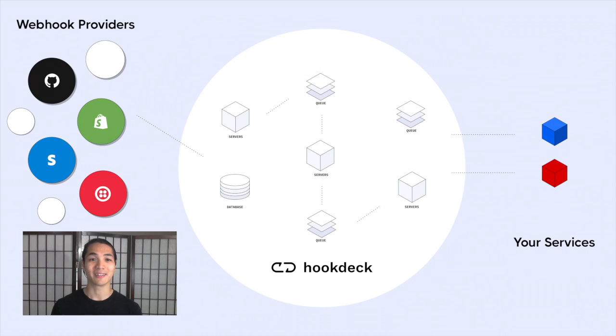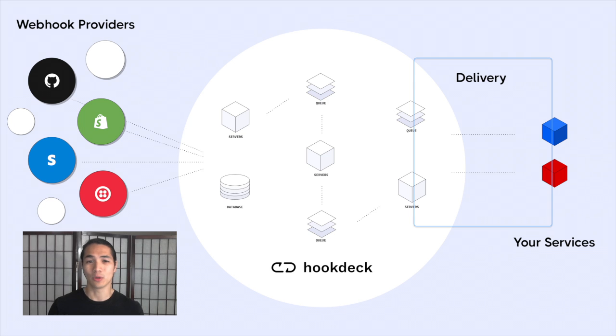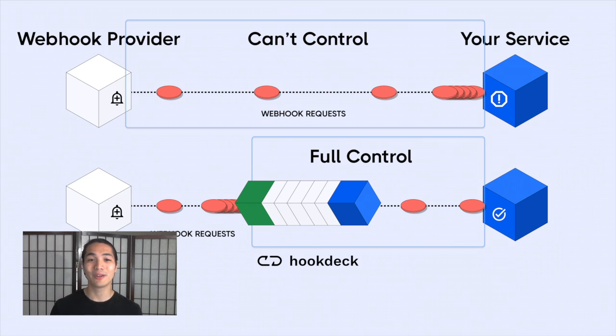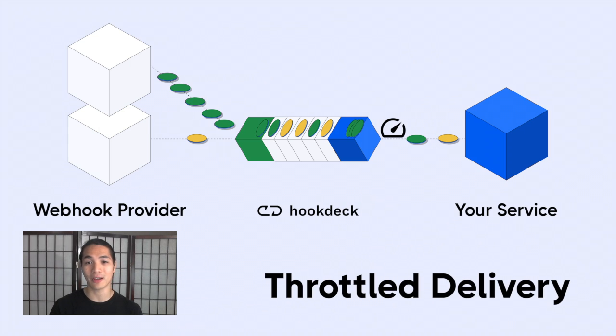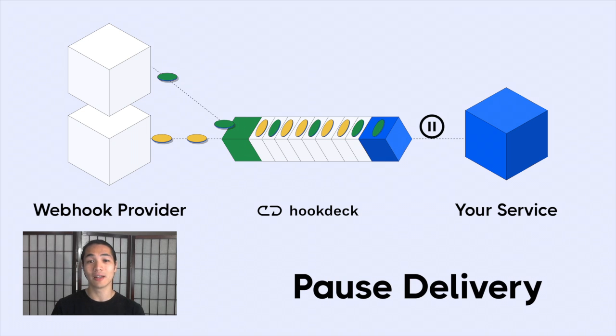So what is Hookdeck? Well, Hookdeck acts as your message queue between the webhook provider and your services. It's our responsibility to ingest everything your webhook provider sends and safely deliver them to you. So what are the benefits of using Hookdeck as your message queue? Well, that's simple. You gain control of your event stream. That means you can set rate limits to specify the delivery pace and avoid spikes. You can even pause webhooks delivery by queuing them up until you decide to unpause.